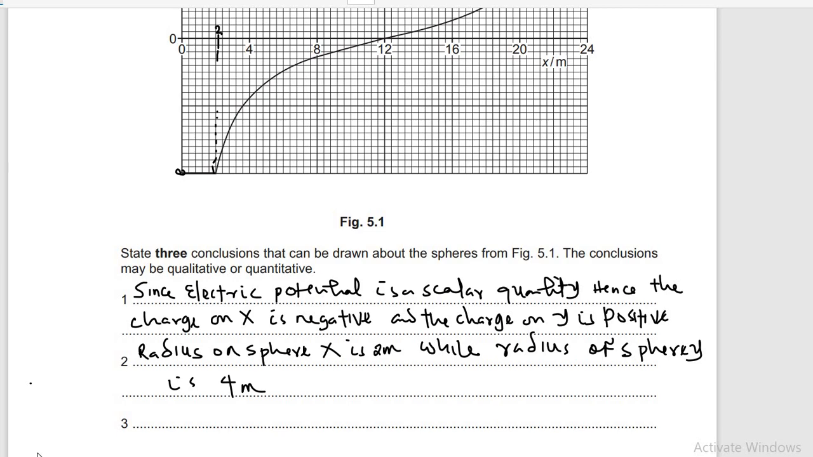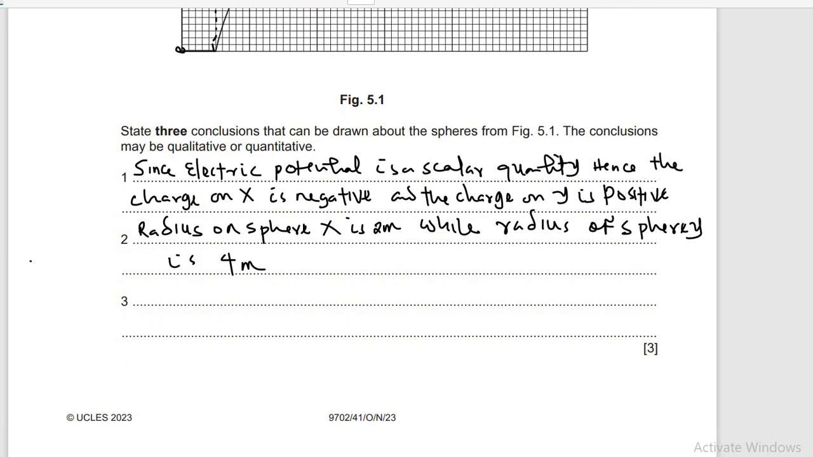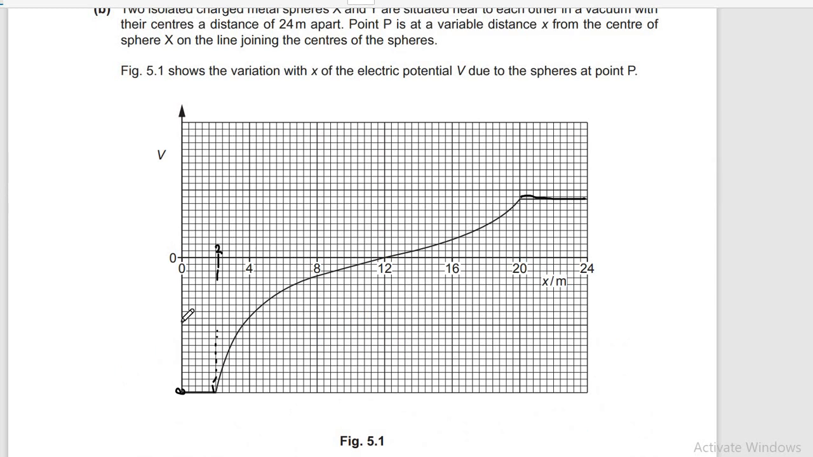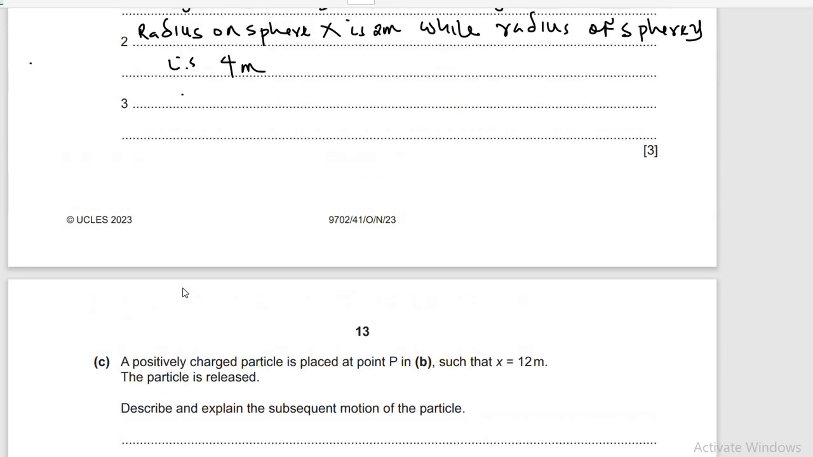The last point, let's critically look at what we can see from here again. Now, when you check this diagram, you see that the potential from the center decreases to 0. The other one goes from 0 to this place, which means there's a point at which the potential is 0. So I can say that at that point at 12, the potential of X and the potential of Y add to 0.